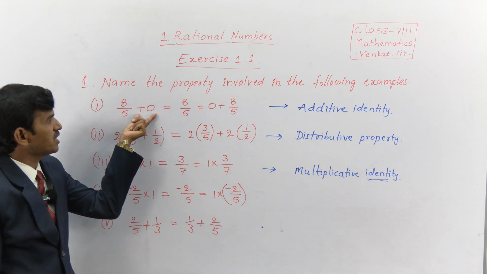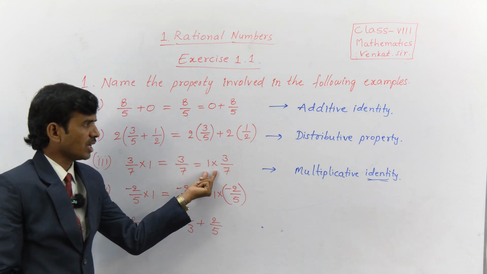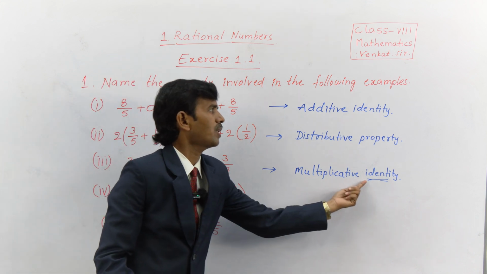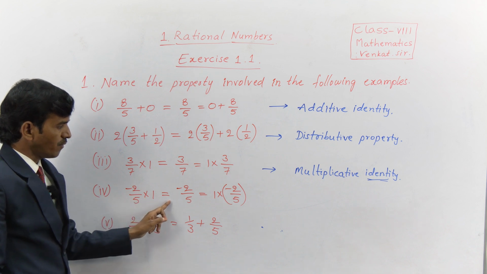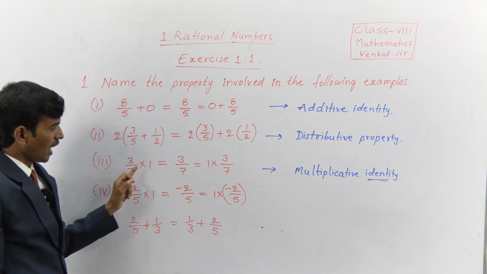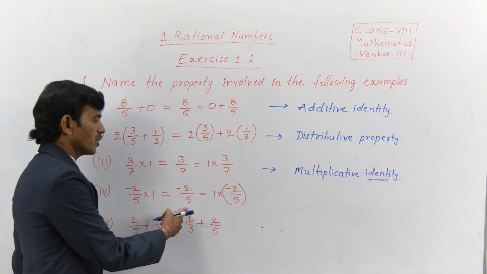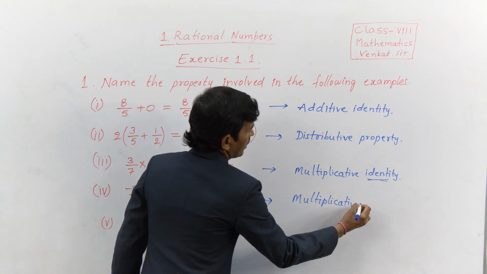Before writing identity, we have to check under what operation this value is given to us. Here the operation is addition. Therefore, additive identity. Here the operation is multiplication. Therefore, we write as what? Multiplicative identity. Next, minus 2 by 7 into 1 which is equal to minus 2 by 7. Same as the above case, it is also giving the same value. Therefore, this is also called multiplicative identity.